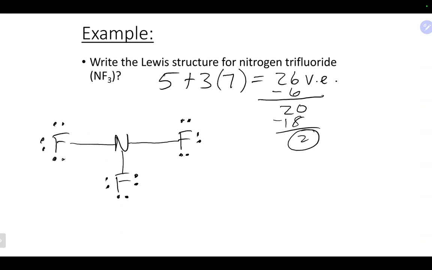Now this is where I will go to the center atom and put the remaining electrons on as pairs as well. And 2 more there. I have now placed all 26 of my electrons. I want to make sure everybody is okay.